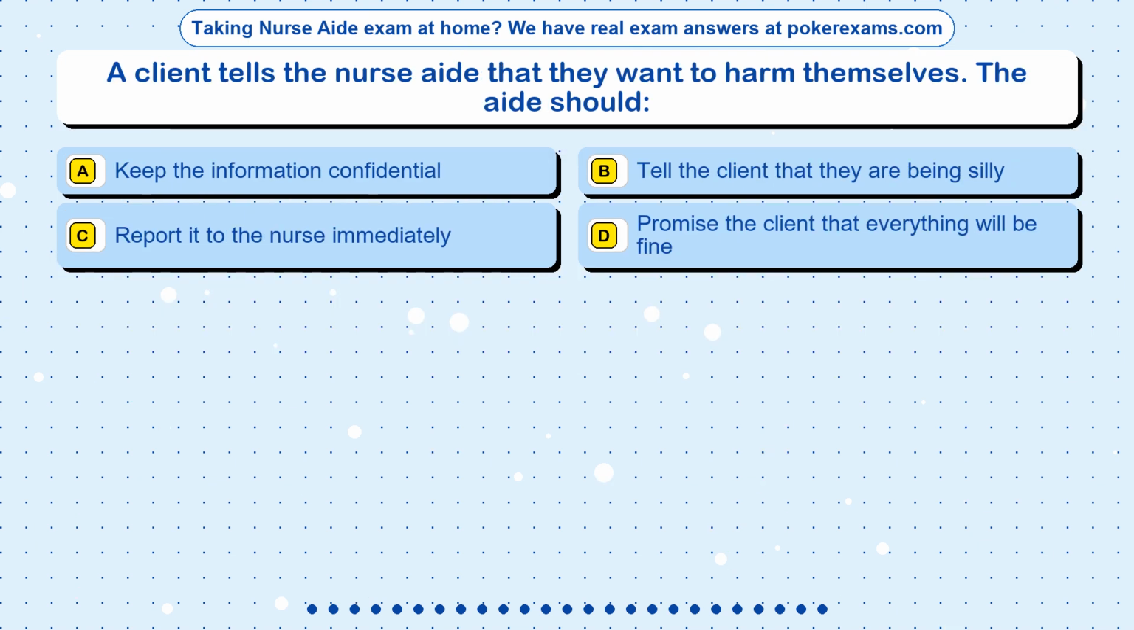Question 7. A client tells the nurse aide that they want to harm themselves. The aide should: Option A. Keep the information confidential. Option B. Tell the client that they are being silly. Option C. Report it to the nurse immediately. Option D. Promise the client that everything will be fine.